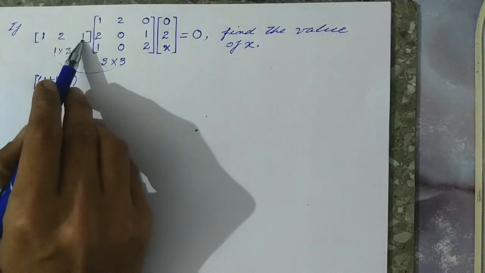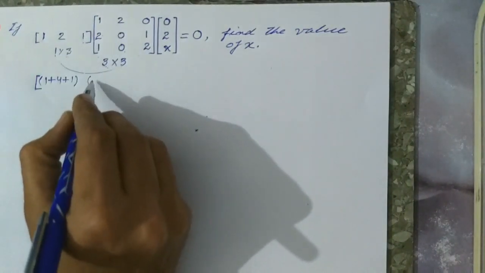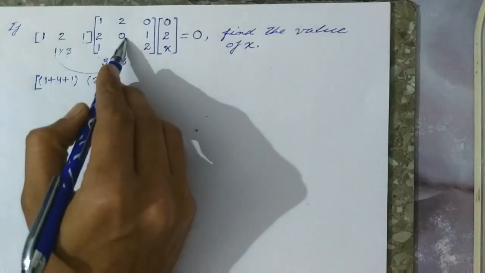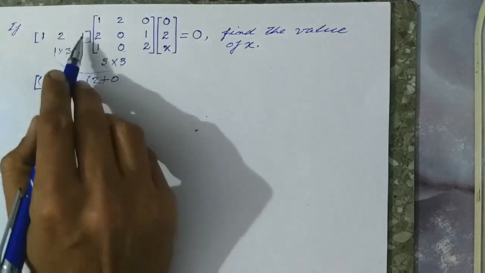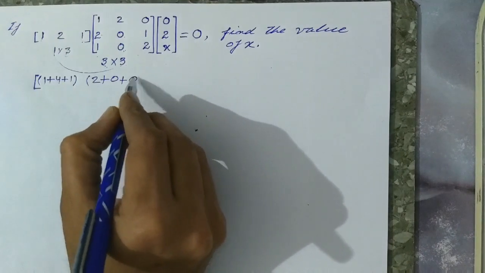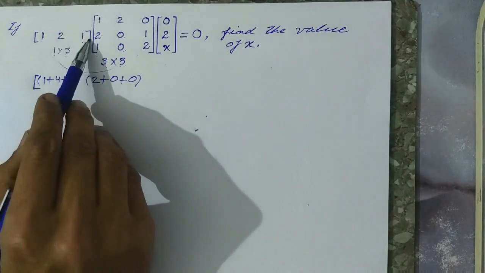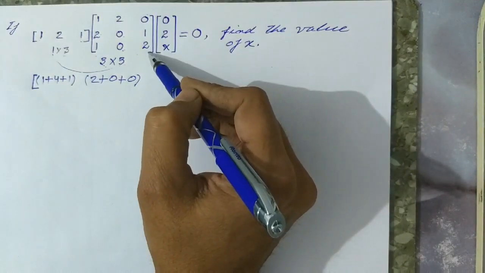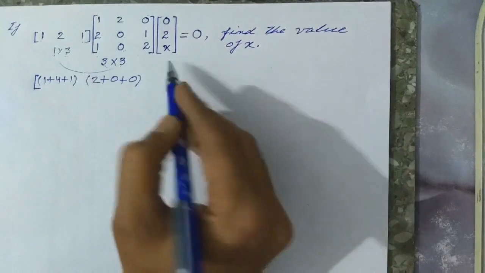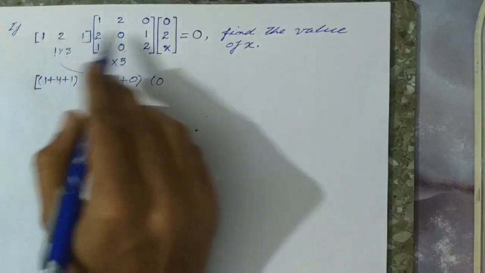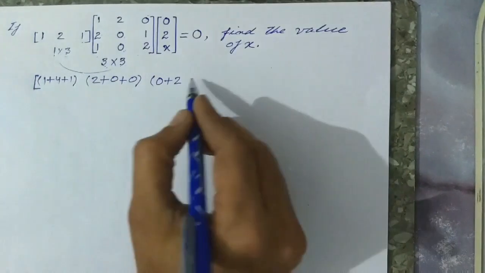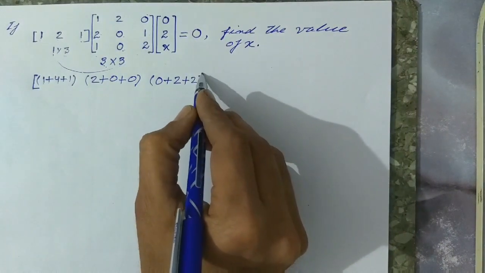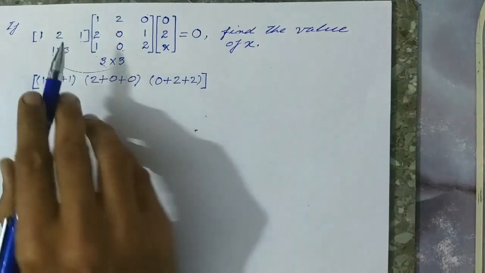Now we have to multiply the first row and the second column. So 1 multiplies 2, 1 times 2 is 2, the second element multiplies the second element, that is 2 into 0, that is 0, and the third element multiplies the third element, so 1 into 0, 0. Now first row multiplies third column. So the first element multiplies the first element, 1 times 0 is 0. Second element multiplies second element, 2 times 1 is 2. And the third element multiplies the third element, 1 times 2 is 2. And this is the product of these two matrices.